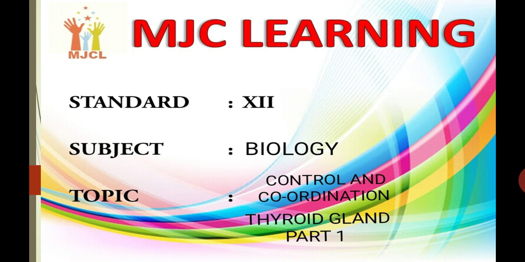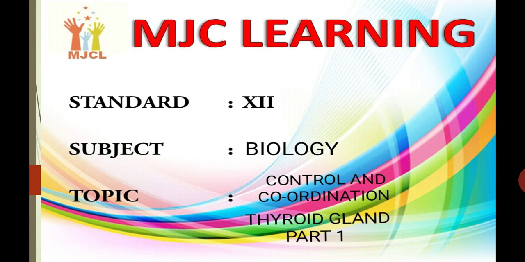My next question, what is a hormone? Hormone is a chemical substance or a chemical messenger which is released at one place, but its action can be seen on another part of the body. That other part of the body is called a target organ.